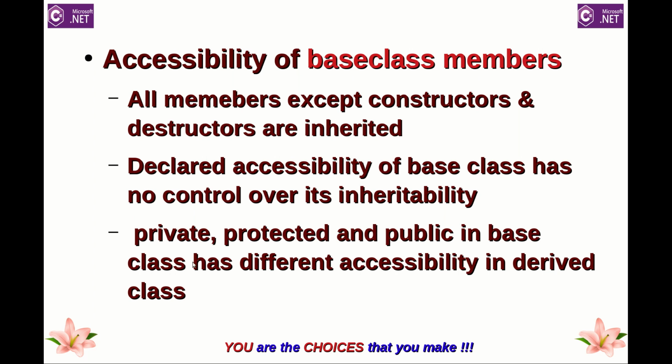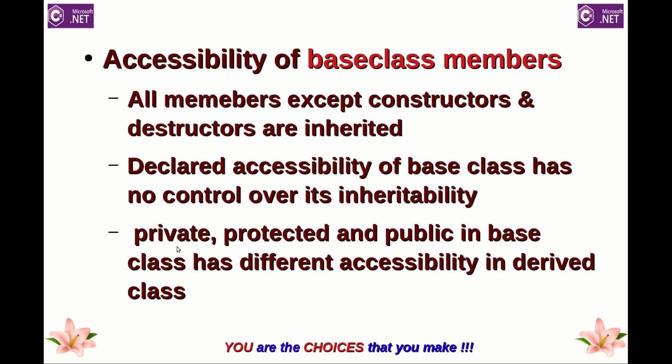I will give you an example here for the declared accessibility. You declare a member as protected in the base class, and you derive it to the derived class. Now the derived class has the accessibility for the protected member, but that member cannot be accessed outside the derived class. That is why we say the declared accessibility of the base class has no control over its inheritability.